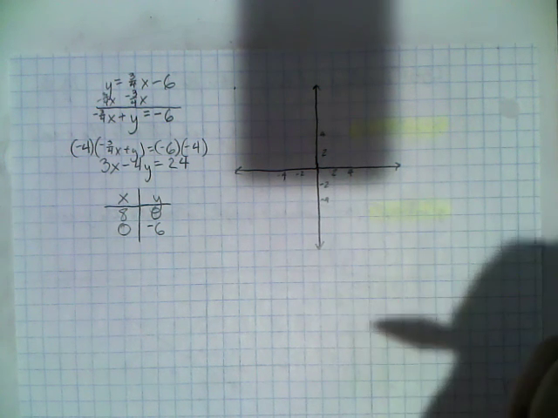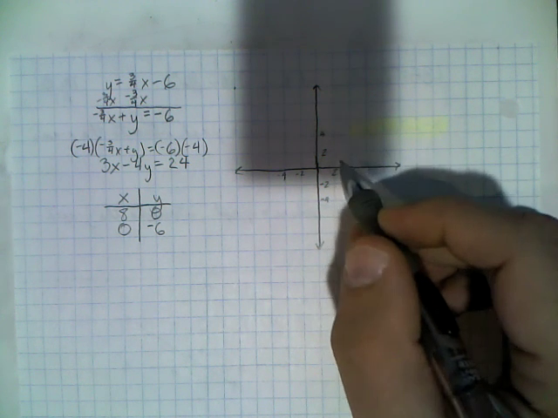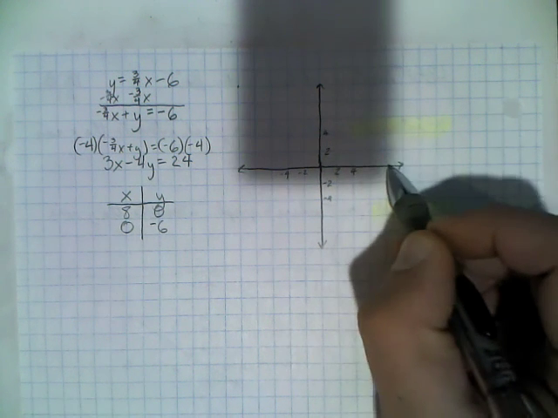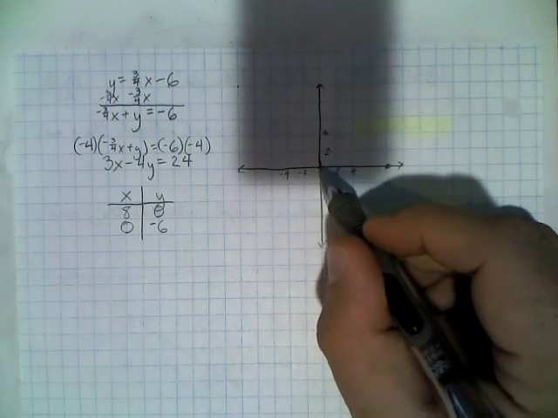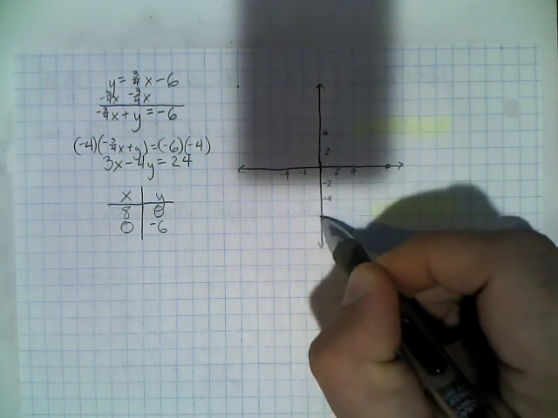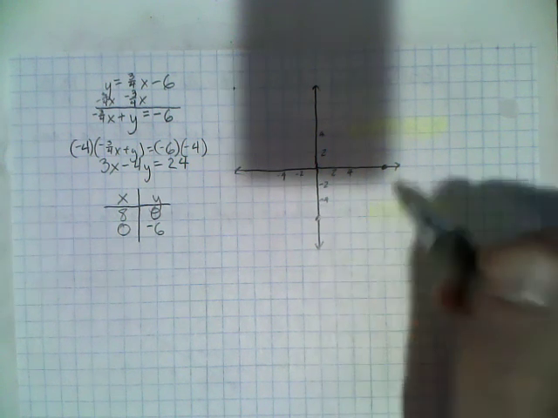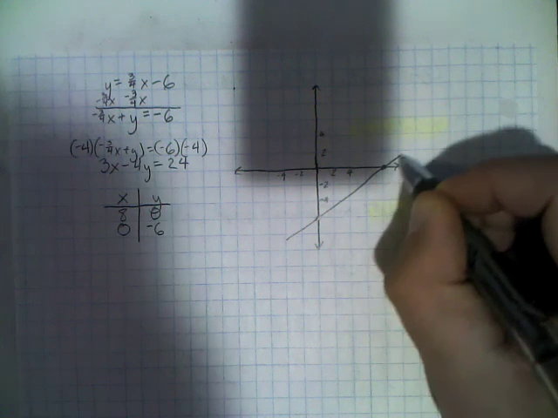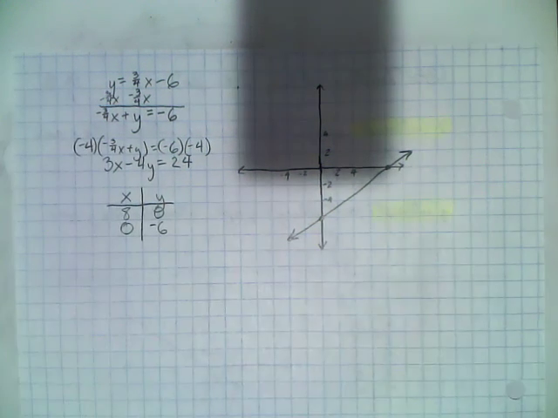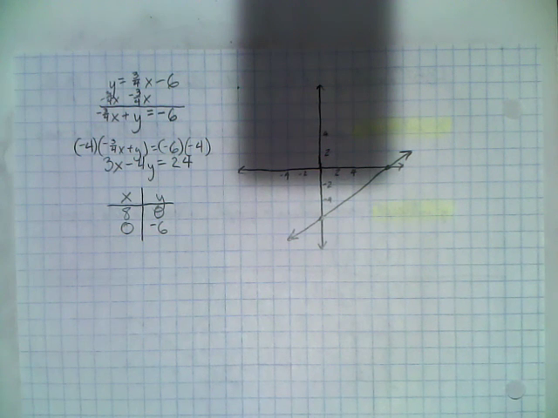And now graph your two intercepts. So 8 comma 0, 2, 4, 6, 8 comma 0, and then 0 comma negative 6. So negative 2, negative 4, negative 6. And then if we connect the dots with a line, we've just graphed using the intercepts. And that, ladies and gentlemen, is the end of this lesson.